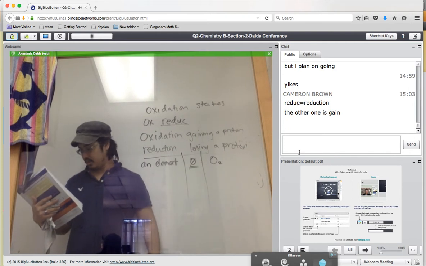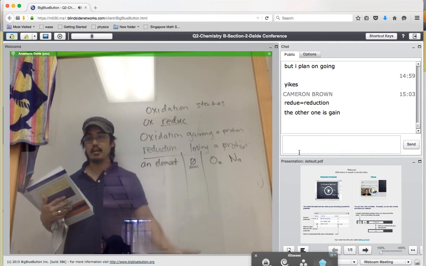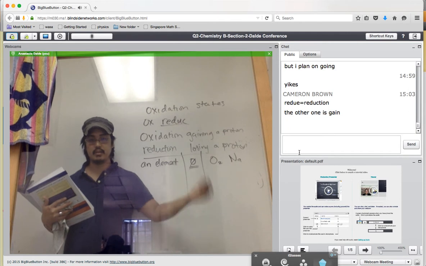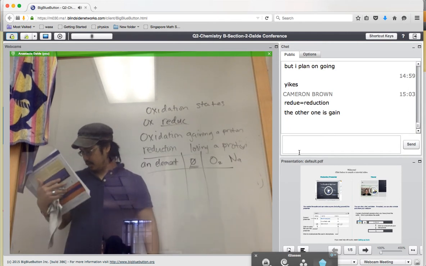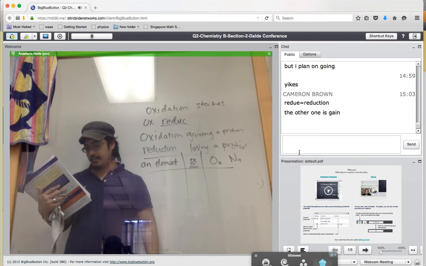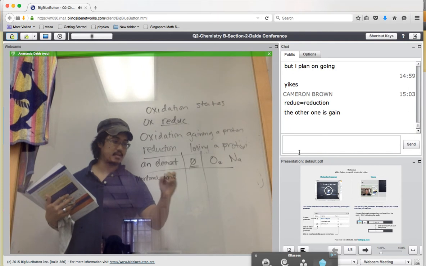Or sodium. Sodium is a solid, and so sodium in nature has an oxidation number of 0. Okay, what's another rule? Another rule is that monatomic ions have an oxidation number equal to whatever their charge is. So monatomic ions.